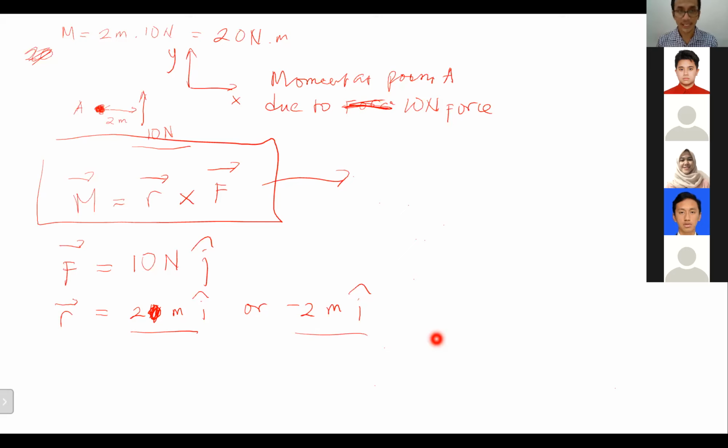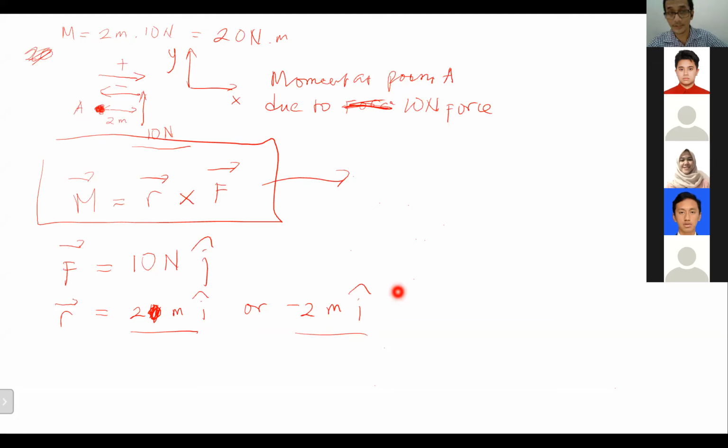The difference is, if it is from the force to the point, the distance vector goes from right to left. But if it's from the point to the force, the direction vector goes from left to right. Correct or not? It's a matter of positive and negative. Going to the right, because x positive is to the right, is positive. Going to the left is negative.